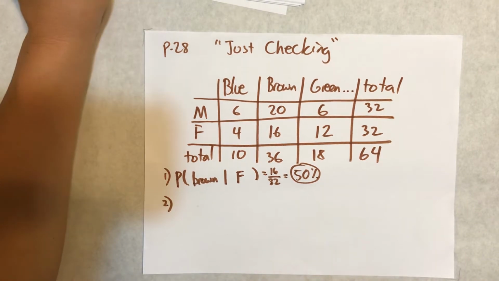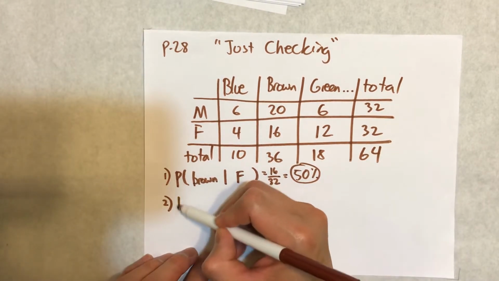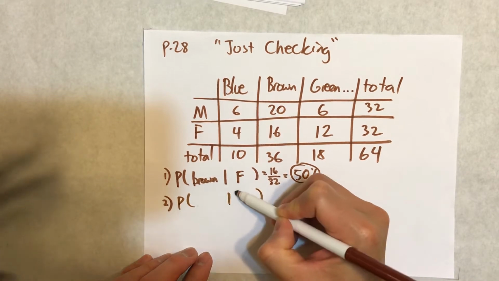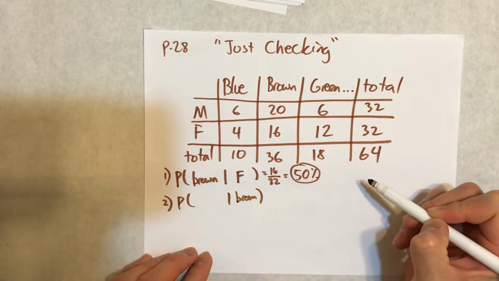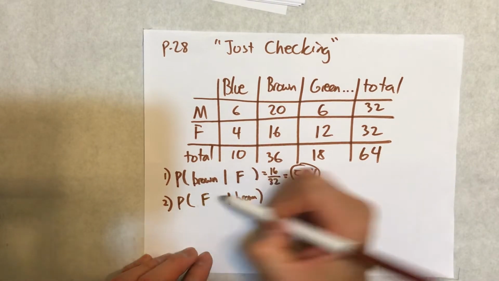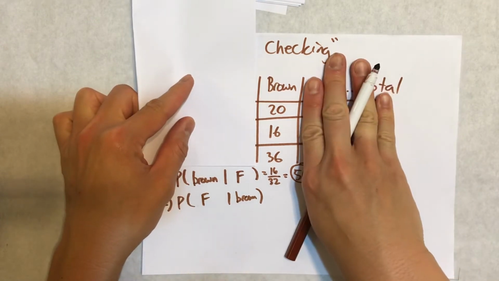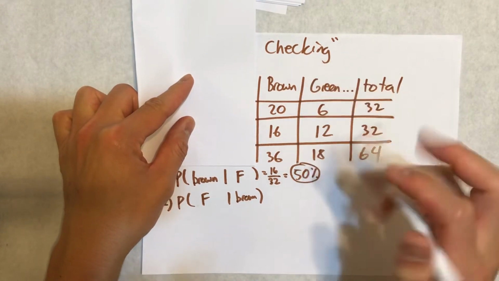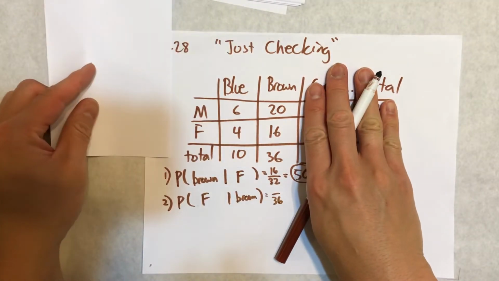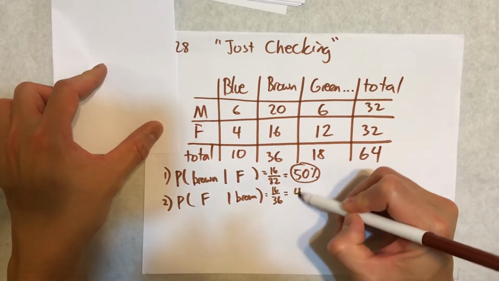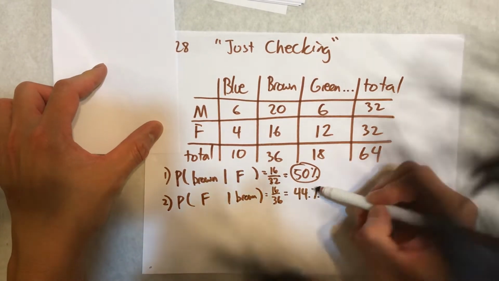Number 2 is pretty much the opposite. What percent of brown-eyed students are female? So again, the probability of something given something. This time, of the browns, what percent are female? We're going to cover up everything else, and just look at that right there. So we have 36 total browns, and of them, how many are female? It would be 16. So that would be 44.4, sorry about the decimal percent.